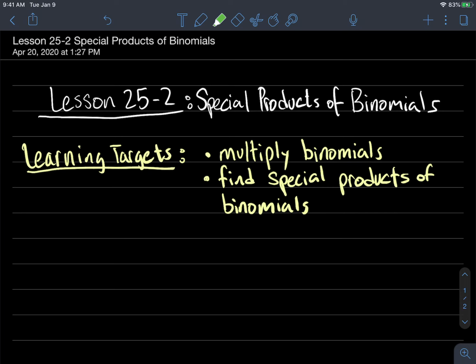All right. Our learning target is still to be able to multiply binomials. However, that's not our main focus. Our main focus is finding the special products of binomials. And we will be proving things very lightly. We're just going to focus on some things that you guys need to remember. If you remember 25-1, you'll be doing really great. Otherwise, it's going to be a little bit tough, but keep practicing and you'll get better. Math is all about practicing and getting better.